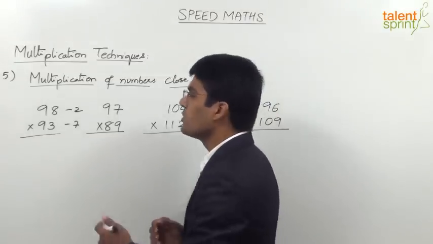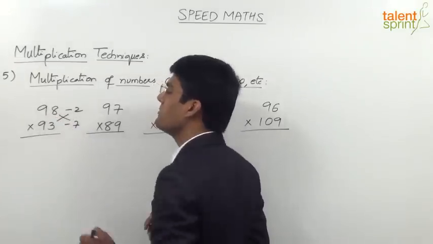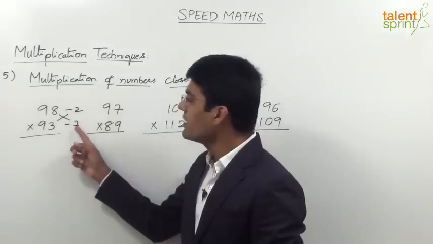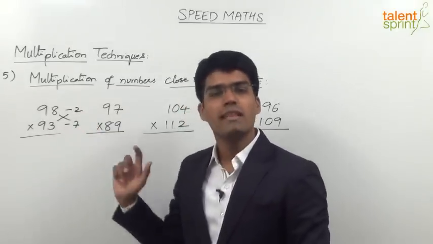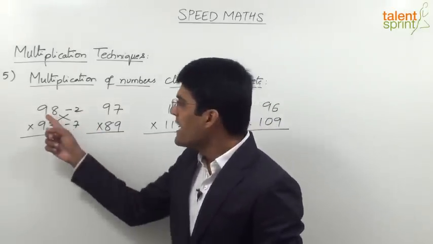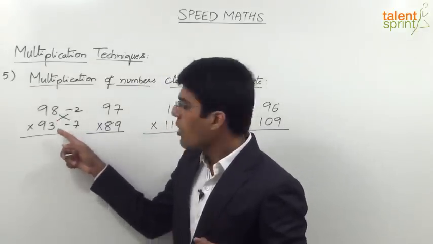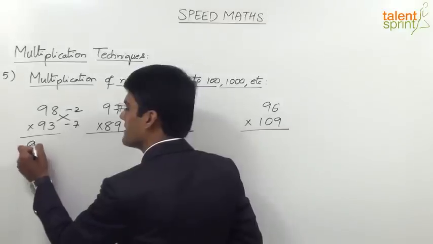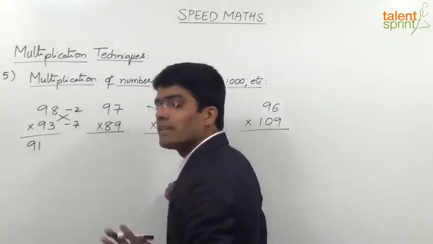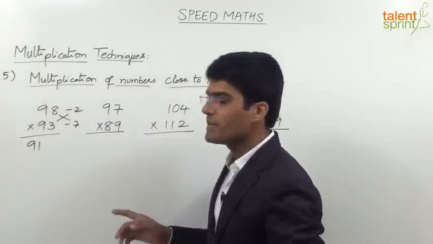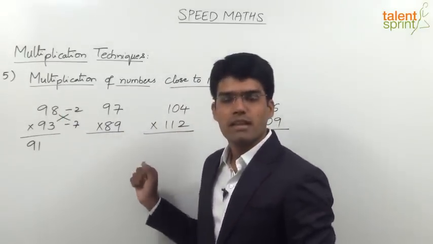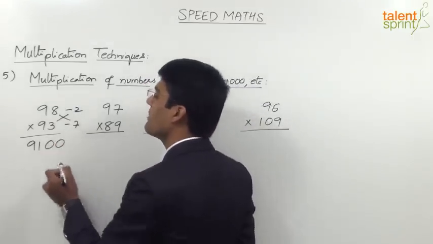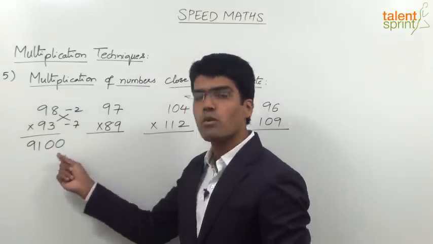The next step here is to take the cross difference between the numbers and the distances. For example, we need to take 98 minus 7 or 93 minus 2 in the answer as the first step. So 98 minus 7 is equal to 91, or 93 minus 2 as well is 91. So the first step here is to take the cross difference of the distance with the number and write the result in the answer. Now 91 here is nothing but 9100 because the base here is 100. So this is like 9100.